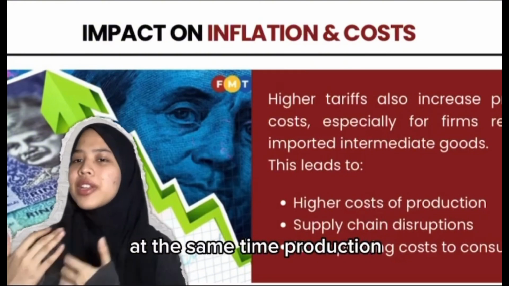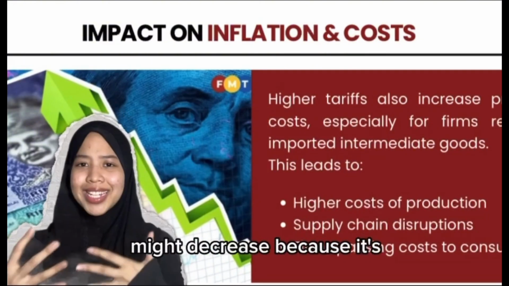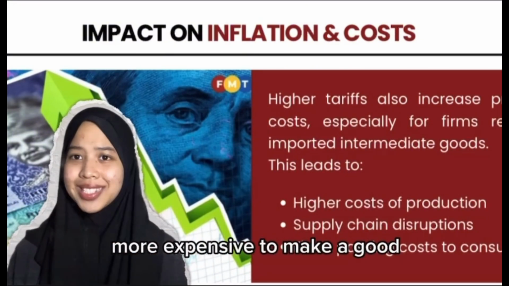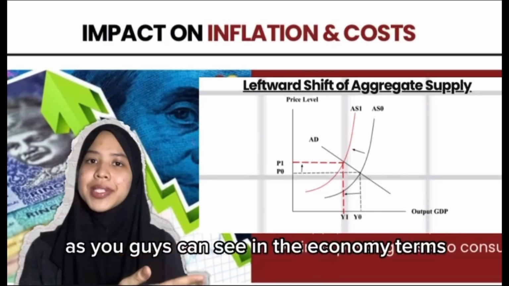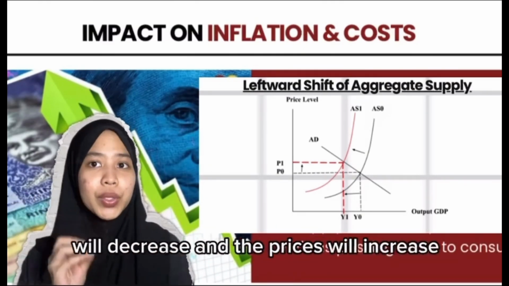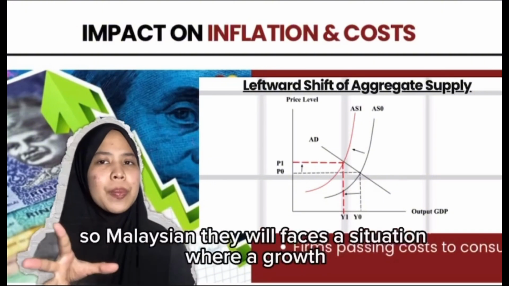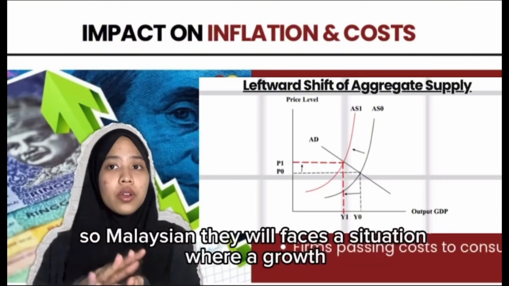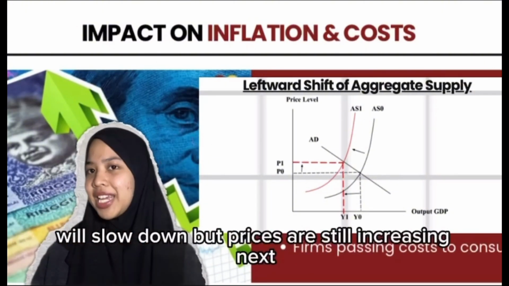At the same time, production might decrease because it's more expensive to make goods. As you can see in economic terms, this shifts the aggregate supply curve to the left, meaning the output will decrease and the prices will increase. So Malaysia will face a situation where growth slows down but prices are still increasing.